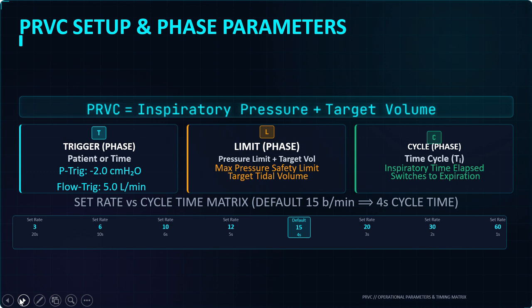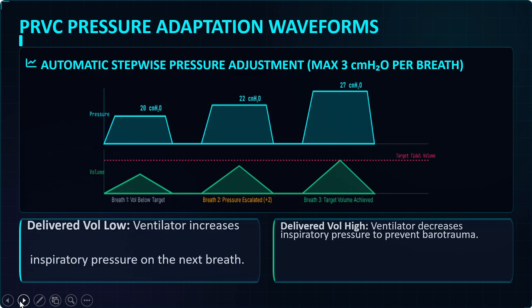Pressure regulated volume control setup. Trigger by the patient: pressure trigger -2 or flow trigger. Then the limit: pressure limit plus target volume, with maximum pressure as a safety limit, and the target tidal volume. The cycle depends on what you adjusted before, like the respiratory rate. If the rate gives a cycle every 3 to 4 seconds, then the next cycle starts accordingly. Pressure regulated volume control works like this.